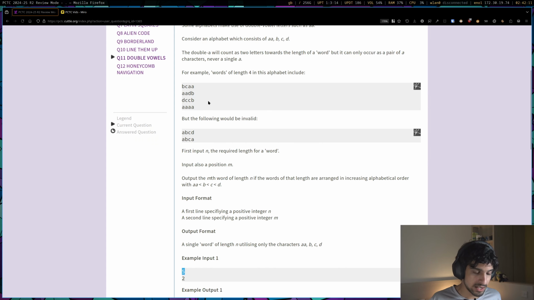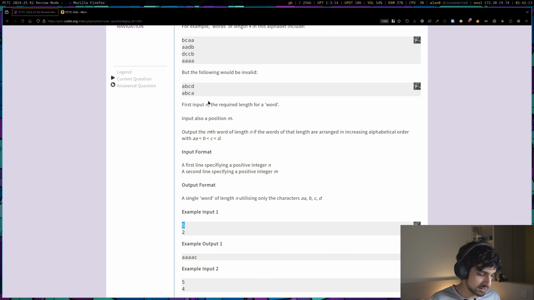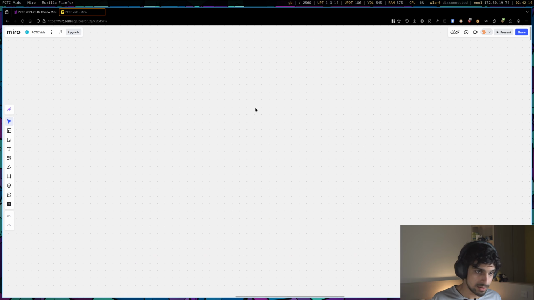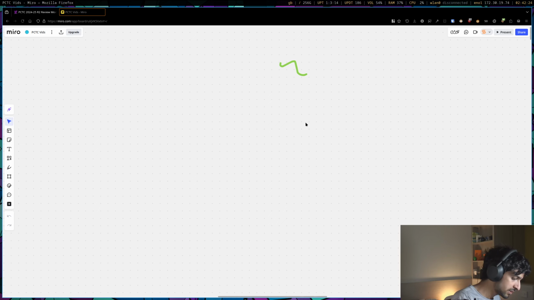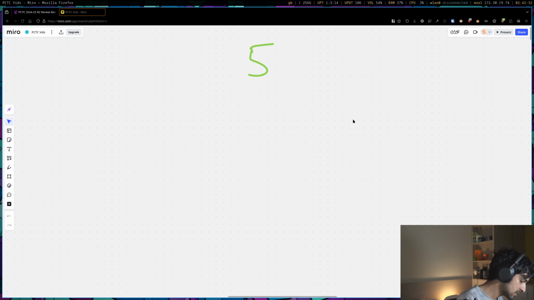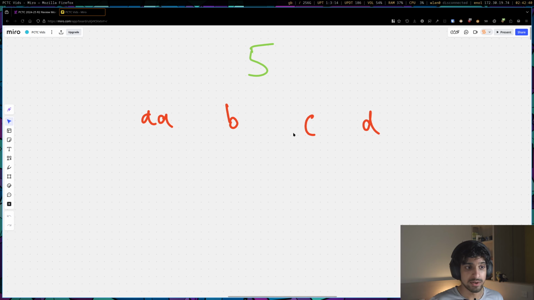Okay, so what actually is our approach going to be? Let's go to a whiteboard here. So say we had a budget of 5. Well, we have the letters AA, B, C, or D. So we have 5 characters to fill with these letters, and of course AA counts as 2 characters, but you always have to have 2 A's together, which is what makes this question a tad harder.